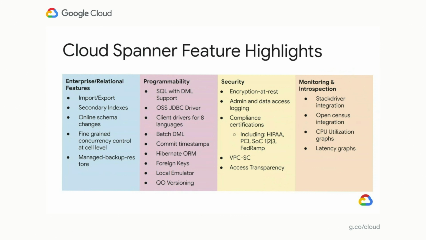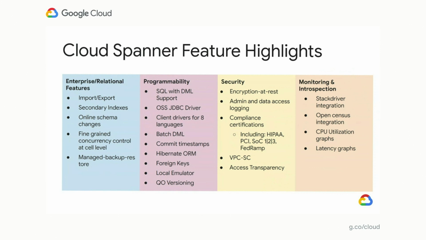So I talked about fine-grained concurrency control, manage backups. We have secondary indexes. On the programmability side, we continue to add more client drivers. We have 8, which are now in GA. We have complete DDL and DML support, including Bash DML. We have commit timestamps, which customers are using for multiple use cases. Foreign keys, which was recently launched. Local emulator. We'll talk a lot about some of these capabilities later on as well.